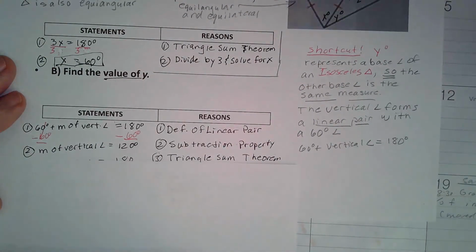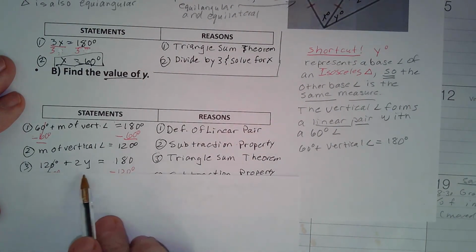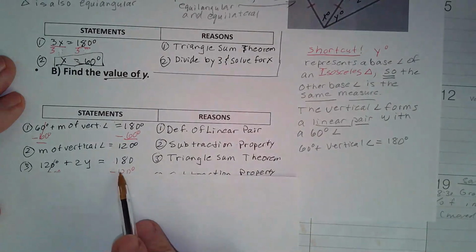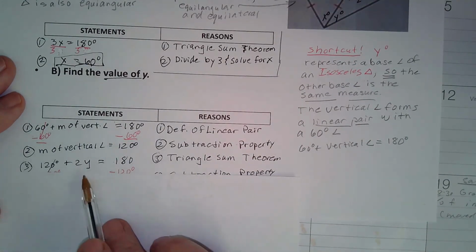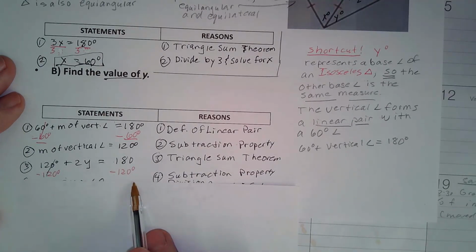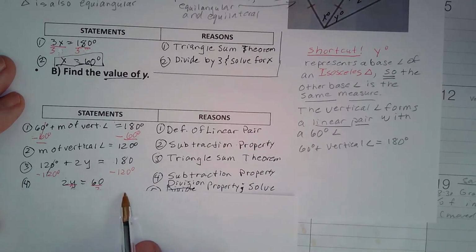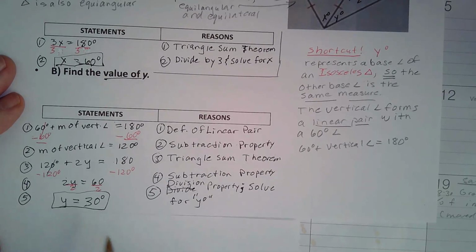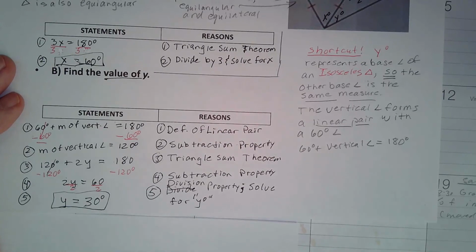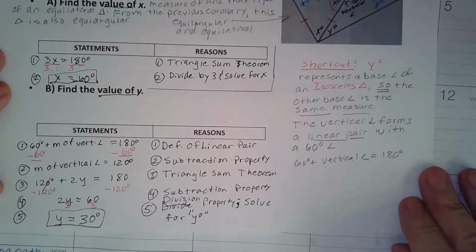All right. So now that we know that, 120 plus the two y's has to equal 180 degrees according to the triangle sum theorem. Now let's solve for y. So we subtract 120 from both sides, subtraction property. And we get 2y equals 60. And then we divide by 2 on both sides using the division property. And that helps us solve for y. Because when we divide by 2, 60 divided by 2 is 30 degrees. And we're done.